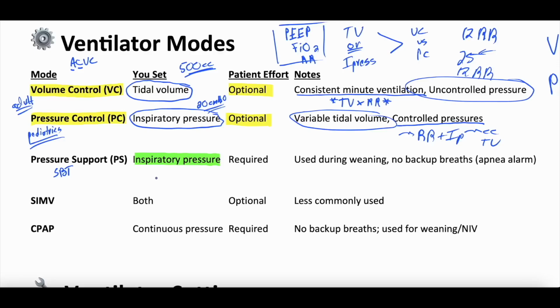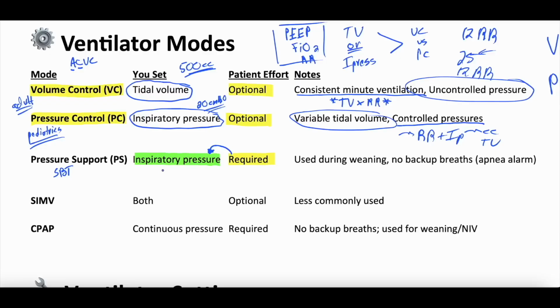It's like trying to breathe out of a straw. So when you put someone on pressure control, all right, pressure support, our apologies. When you put someone on pressure support, the patient has to take their own breaths. Their patient effort is required, right? This is a spontaneous breathing trial. They are taking these breaths, but every time they take a breath, the ventilator will give them a little bit of inspiratory pressure to help them overcome the resistance of that endotracheal tube.